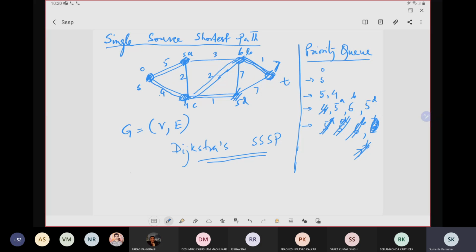So this tree generated by Dijkstra's algorithm is known as the shortest path tree. Okay, shortest path tree. Okay, so now I hope you understand the execution of Dijkstra's algorithm.